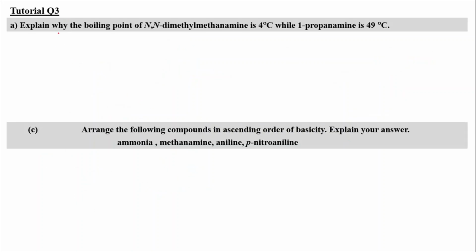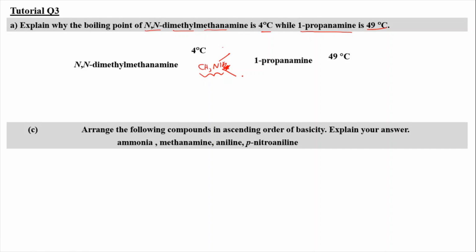Now for question number 3, we have to explain why the boiling point of N,N-dimethylmethanamine is 4 degrees Celsius while 1-propanamine is 49 degrees Celsius. Okay, so let's extract the information out. So N,N-dimethylmethanamine is 4 degrees Celsius and 1-propanamine is 49 degrees Celsius. The structure of N,N-dimethylmethanamine is basically CH3 and NH2. This one refers to methanamine, but the 2 hydrogens here are going to be changed into methyl and methyl. Okay, so it's going to be N,N-dimethylmethanamine.